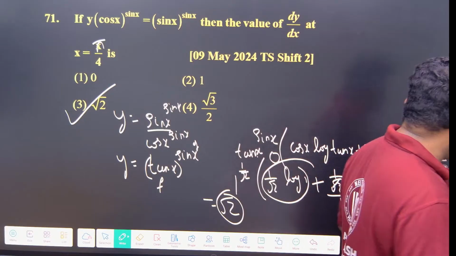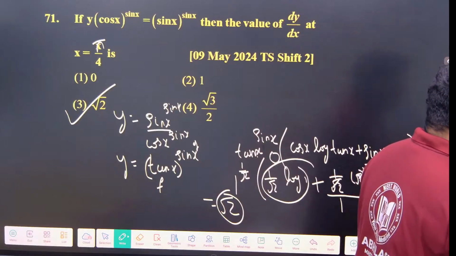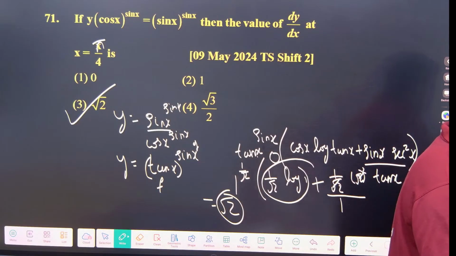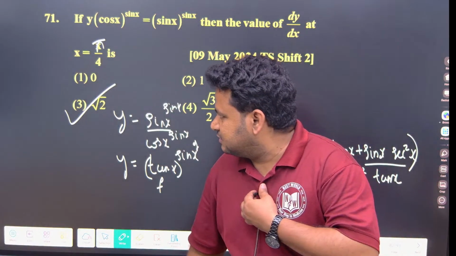What is wrong? Virat, it's not wrong, it's perfectly correct. It is not wrong, it is perfectly correct.